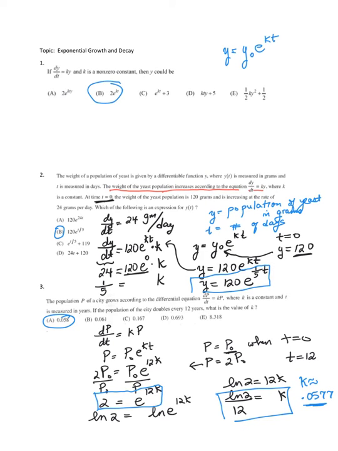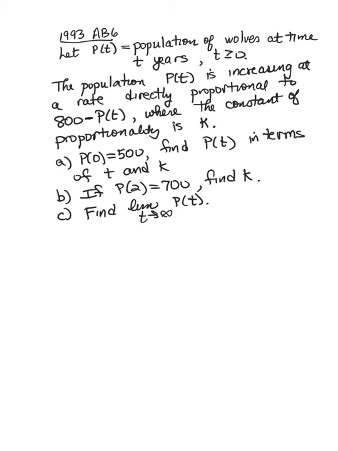Let's take a look at a problem that was in the long answer back in 1993. All right. Now this problem is known as the wolf problem, and it goes like this. Let P of t equal the population of wolves at time t years, where t is greater than or equal to 0. The population P of t is increasing at a rate directly proportional to 800 minus P of t, where the constant of proportionality is k.